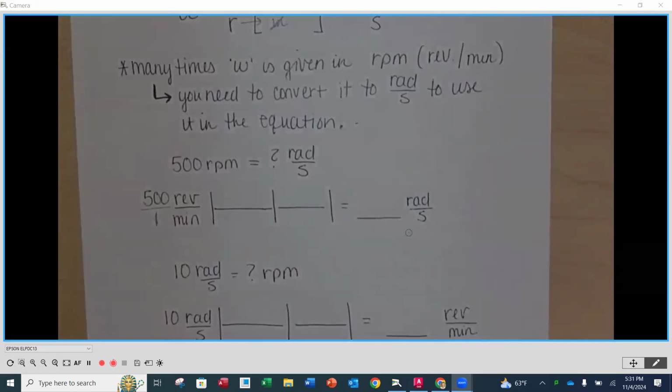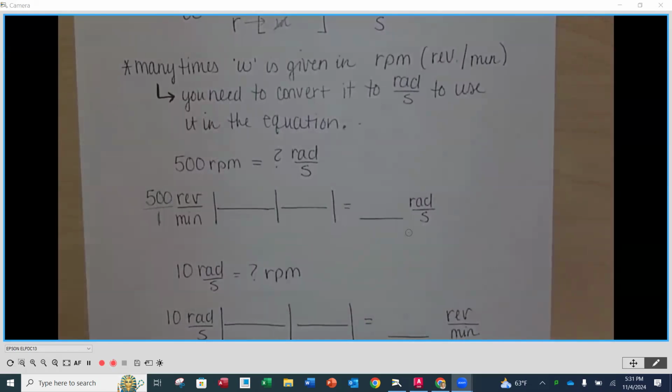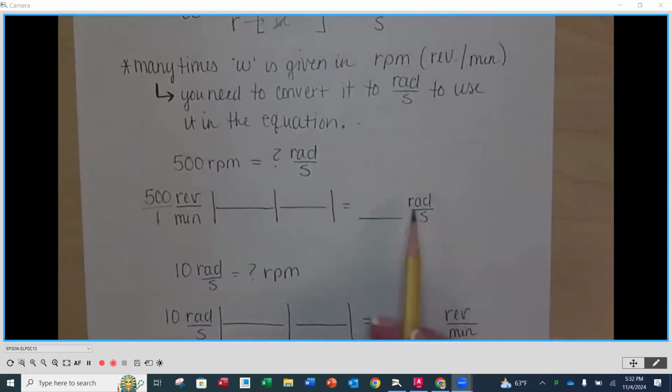So now what we're going to do is we want to convert that. You're going to notice that next to it, in these two vertical line brackets or parentheses, if you would, we are going to be identifying our conversion. Now, what we need to do is we need to get revolutions into radians, and we need to get minutes into seconds.